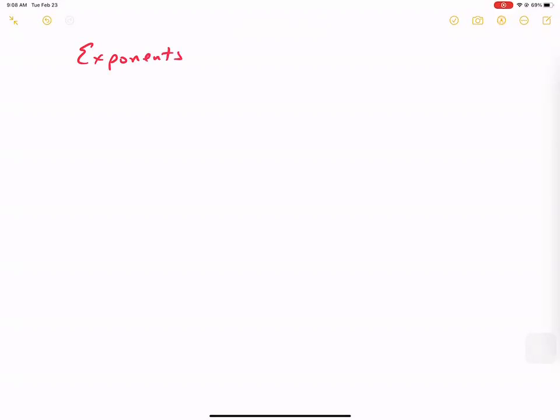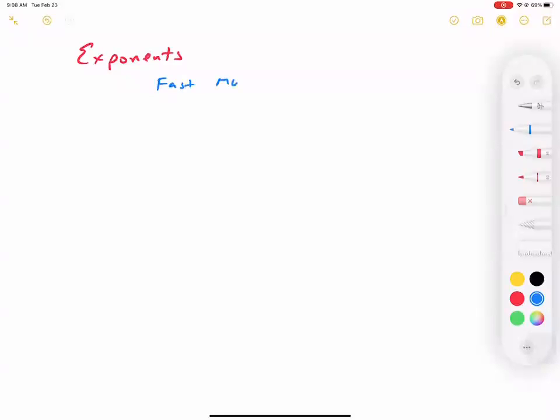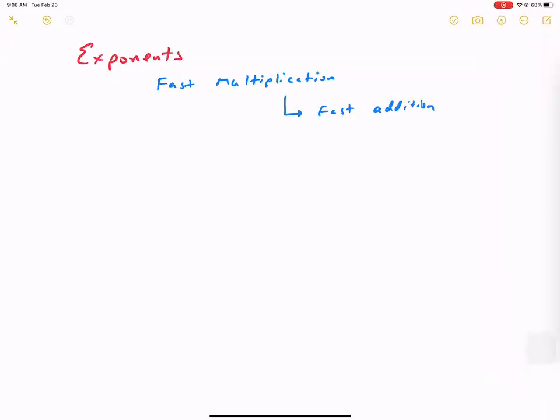And what exponents really are is a fast way of multiplication. So it's a fast multiplication. And multiplication is actually a fast addition. Right? So we're kicking it up. We've been multiplying variables. Today we're going to work on simple reminders of what exponentials are.